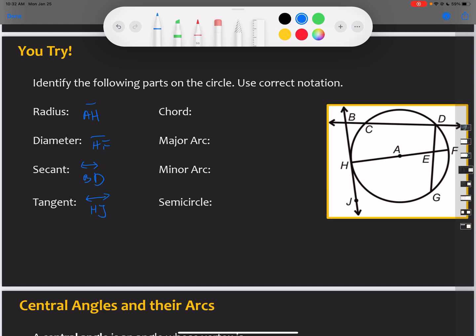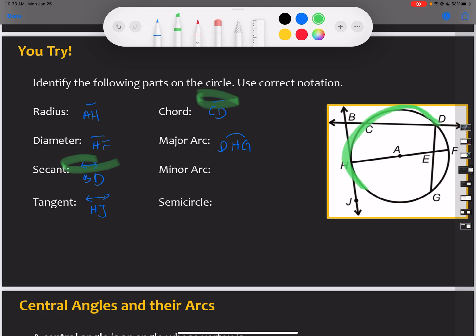A chord could be segment CD. So I could name the secant CD, and I could also name a chord CD. The most important thing is that you notice the notation at the top, so be careful there. Major arc may be like DHG, so arc DHG. So follow that along, see where that goes.